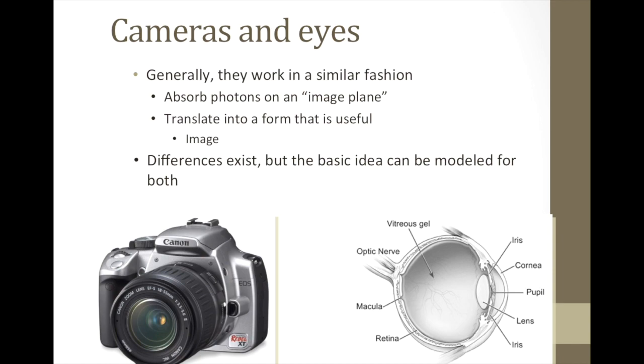Cameras and eyes we use interchangeably in computer graphics. They generally work in the same way in the physical world. They have an image plane on the back of them, although in the case of an eye, it's not really a plane, it's a curved surface. Those surfaces absorb photons, and they take that photon information and translate it into something that's useful. In a digital camera, it turns it into pixels. In an eye, it turns it into electrical impulses that our brain interprets as sight. There are differences between these two systems.